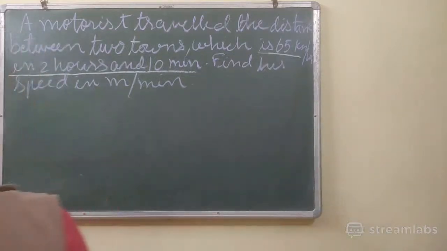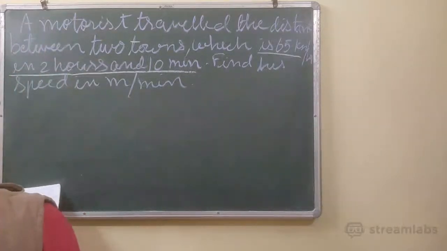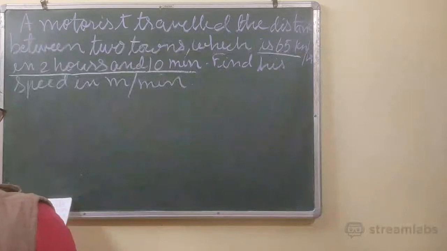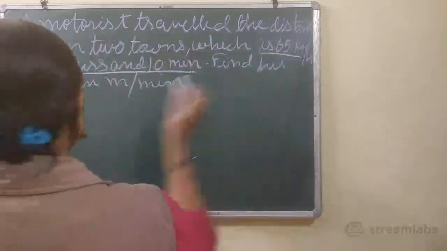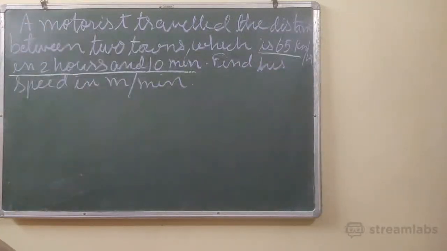Clear? So what do we have to find out here? We have to find out the speed. Clear? We have to find out the speed. And what is given? What is given here? The speed is given.